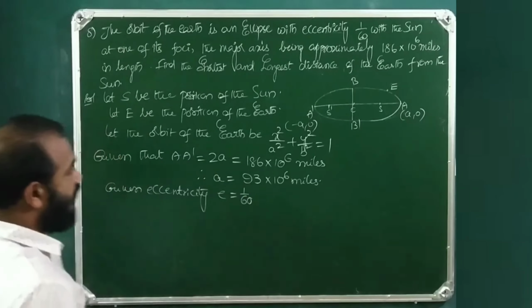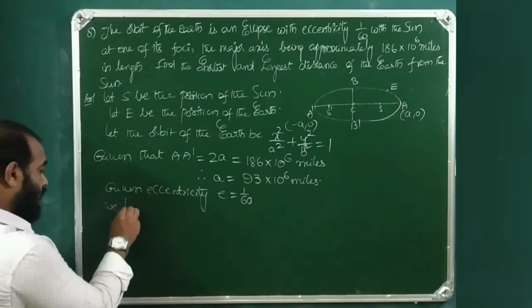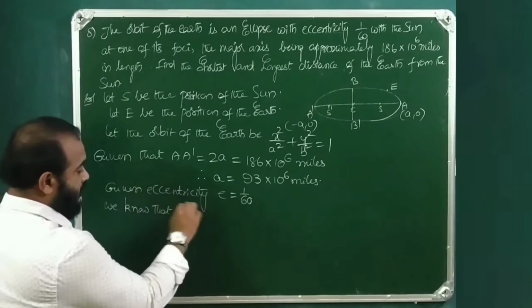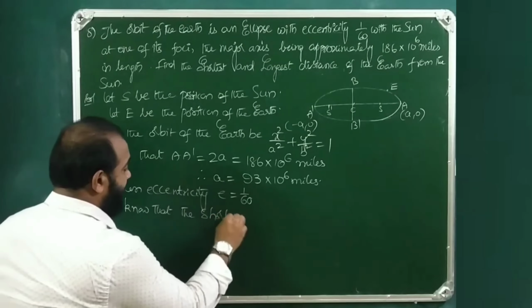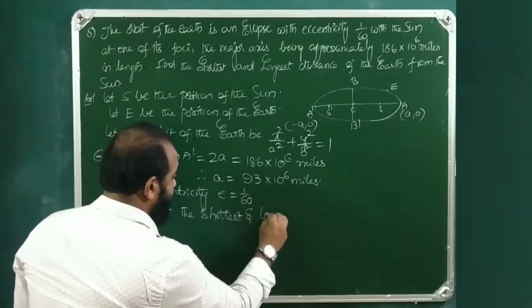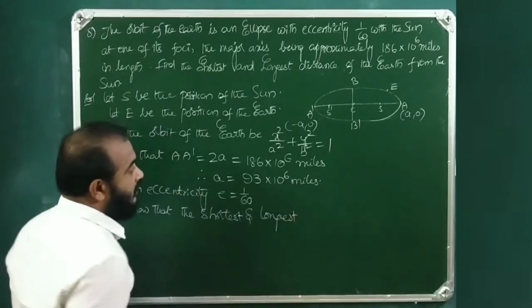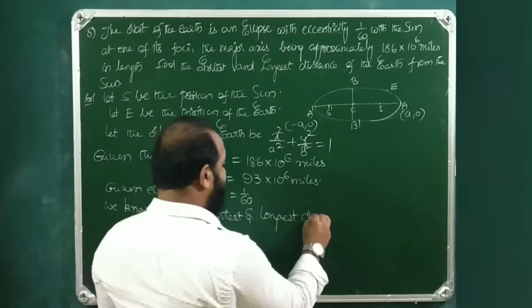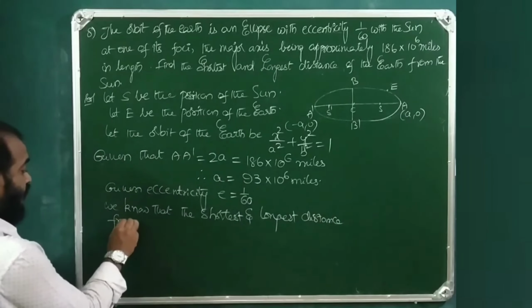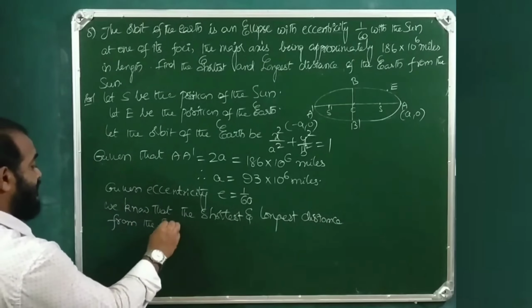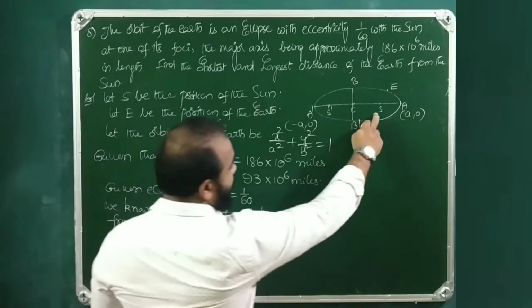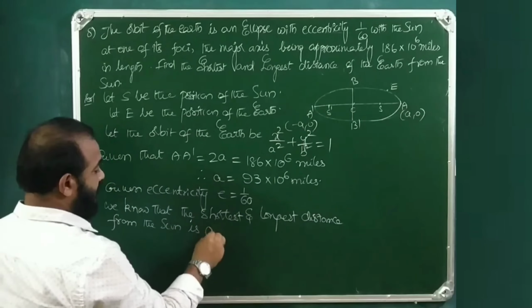Now we know that the shortest and longest distance from the sun is A and A dash.